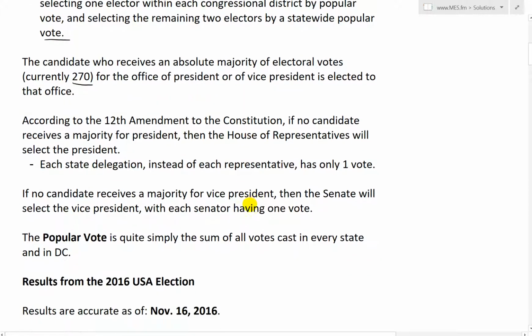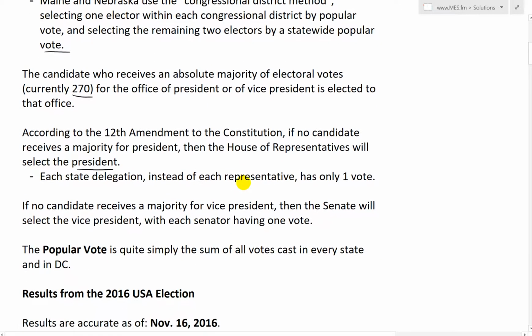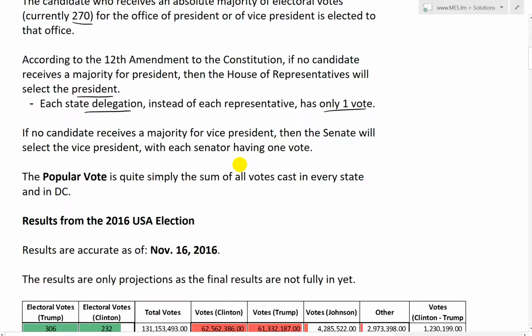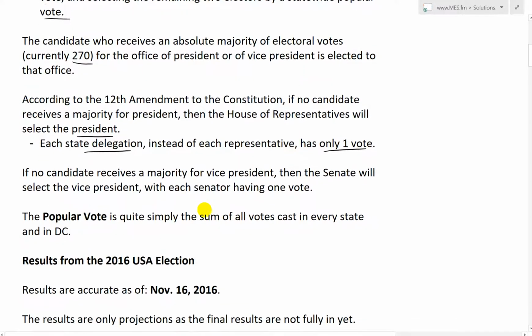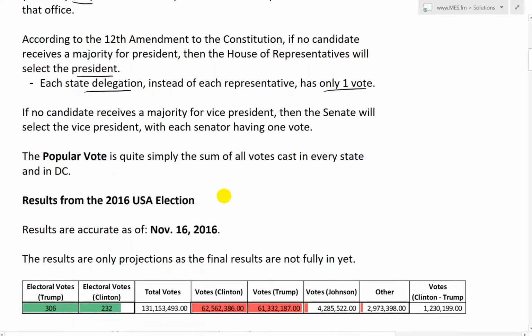Now, according to the 12th Amendment to the Constitution, if no candidate receives a majority for president, then the House of Representatives will select the president. So if they don't get 270, if you have a third party that's strong, for example, then the House of Representatives will select the president, and each state delegation, instead of each representative, has only 1 vote. So basically every state has 1 vote, regardless of size, population, or electoral votes. And again, the electoral votes are split up mainly by population. I'm not sure what else they consider, but it's mainly population.